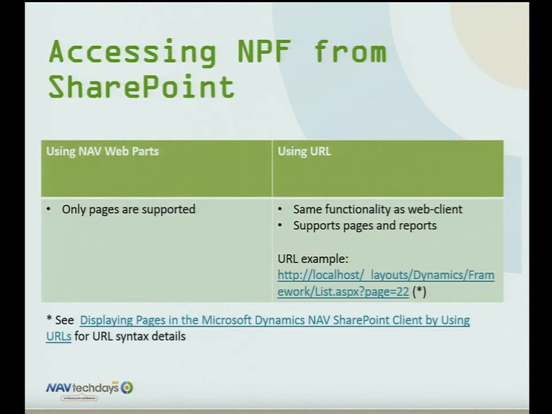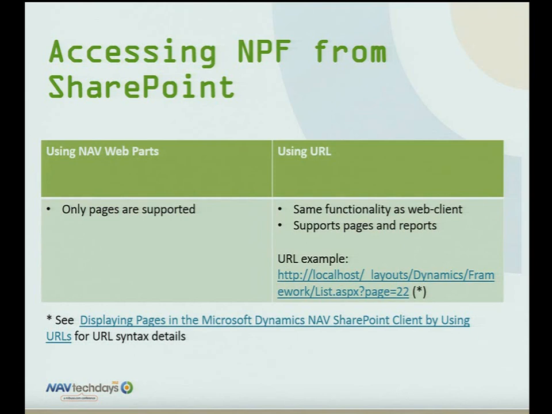So how do you access the pages or reports in SharePoint? There are two different ways. Either you use NAV web parts, by creating a web part page, adding our web part and choosing the page number. In this scenario, you can add only pages in these web parts. The second option is using links to our URLs. This gives you basically the same functionality as you have in the web client, and with this option you have full support for pages and reports.